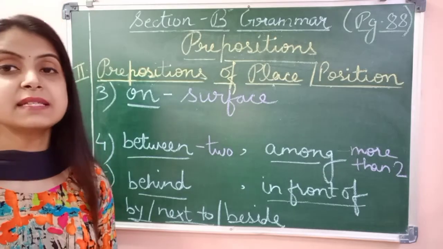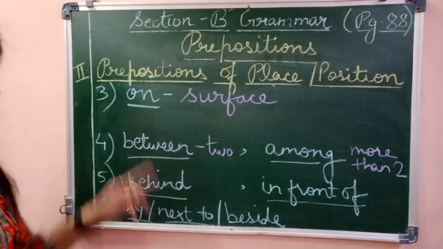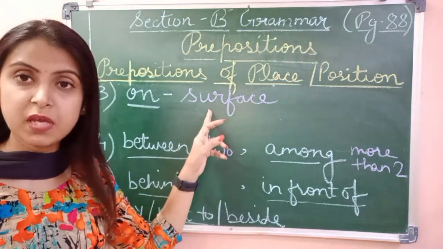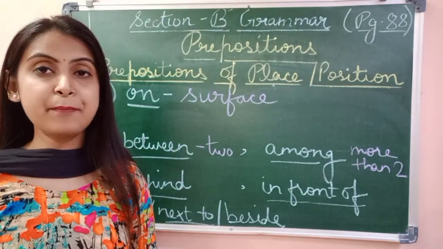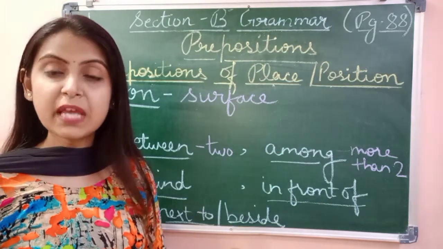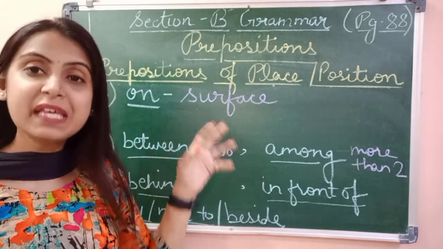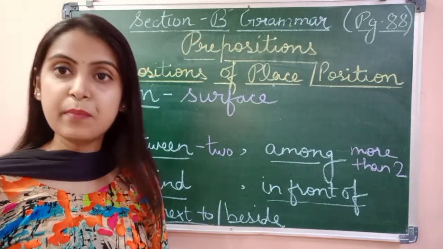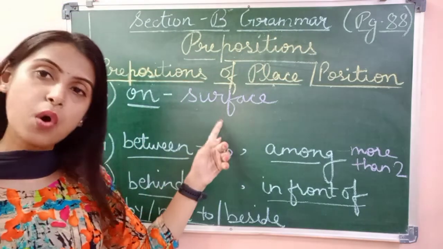Now we'll discuss some other prepositions that can be used as prepositions of place or position. On. On is used when we talk about some surface. When one thing touches the surface of another. Right. For example, I say the label is on the jar. Okay. The label is touching the surface of the jar. So we'll use on. Right. Keep the books on the table. So the books will touch the surface of the table. So whenever one thing touches the surface of the other, we use preposition on.